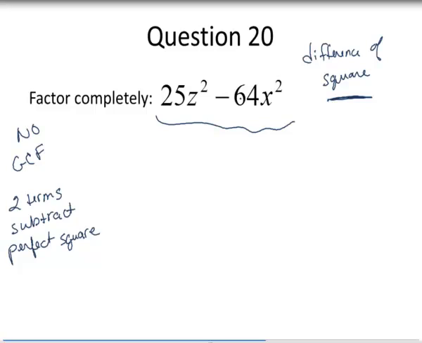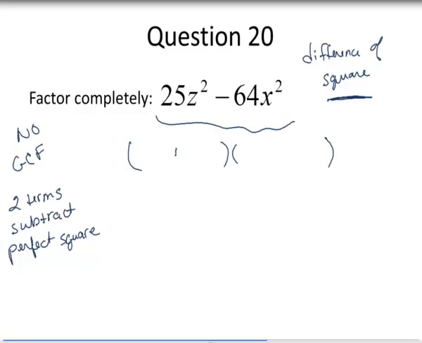Are 25 and 64 perfect squares? Yeah, because 5 times 5 makes 25, and of course z squared is z times z, and x squared is x times x. So this is the difference of squares, isn't it? Do you remember how to factor it? It factors to two binomials. There's really not a process here. It's just a matter of remembering what those binomials are. It's a plus and a minus.